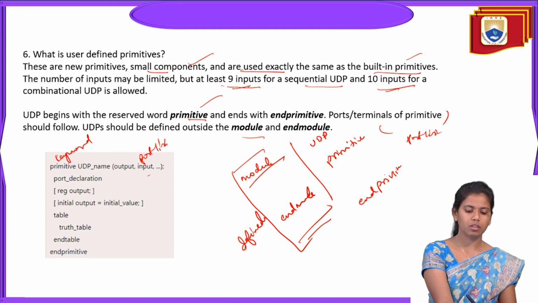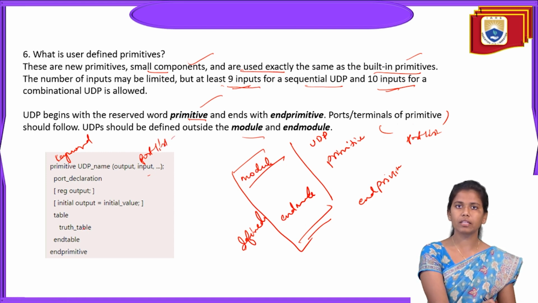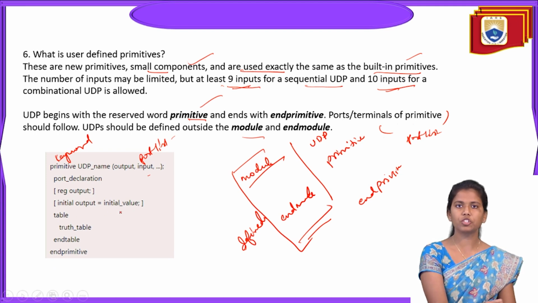So the primitive list or the port list. Then port declaration, and now we are declaring the port. So what sort of inputs and outputs do we have? Okay, next, the register output.